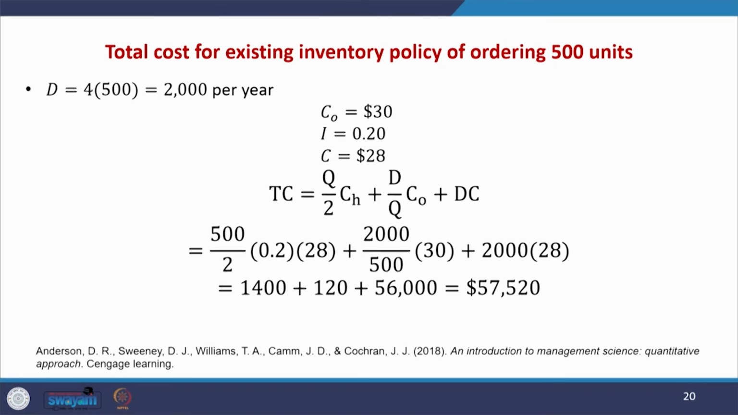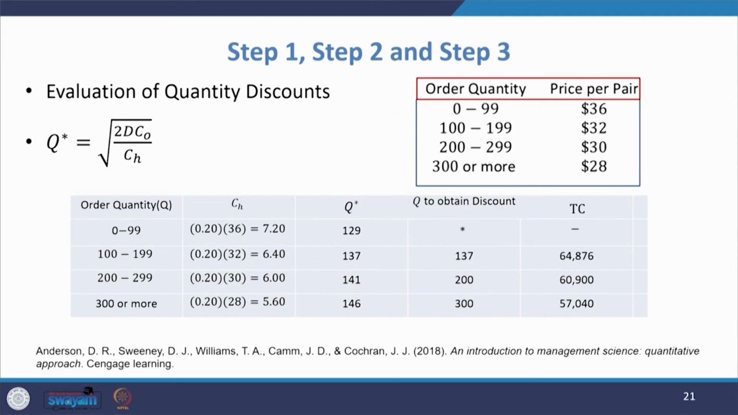Before that, first we will find out the total cost for the existing inventory policy of ordering 500 units. Now, the total cost is, because they are ordering 500 units, Q by 2 multiplied by the annual holding cost plus number of orders times ordering cost plus the annual purchasing cost. So, if they go for this policy of ordering 500 units, the total inventory cost is 57,520. Now, there is an offer by the supplier. Now, we will see whether we have to go for this offer or not.